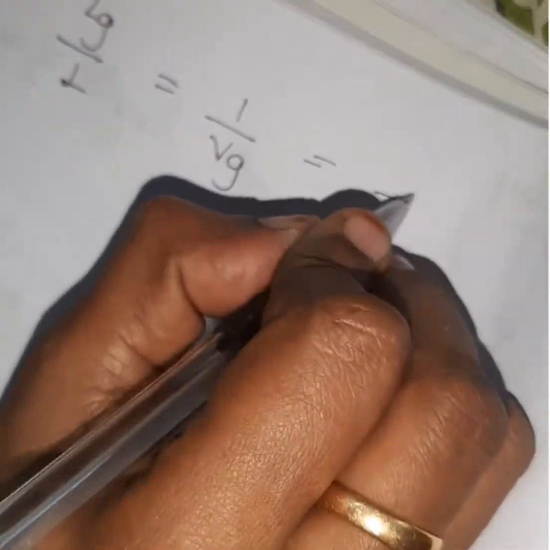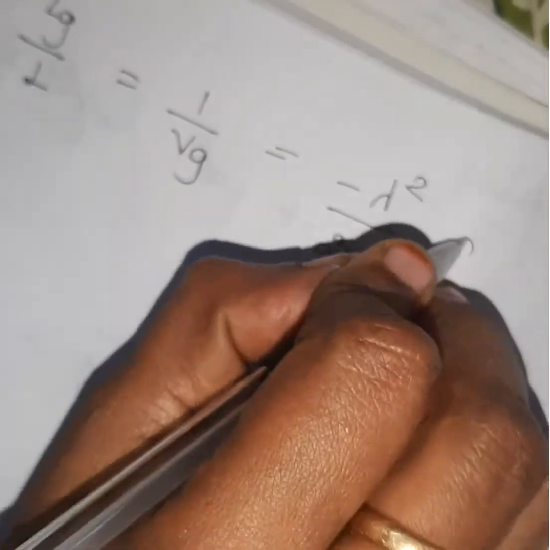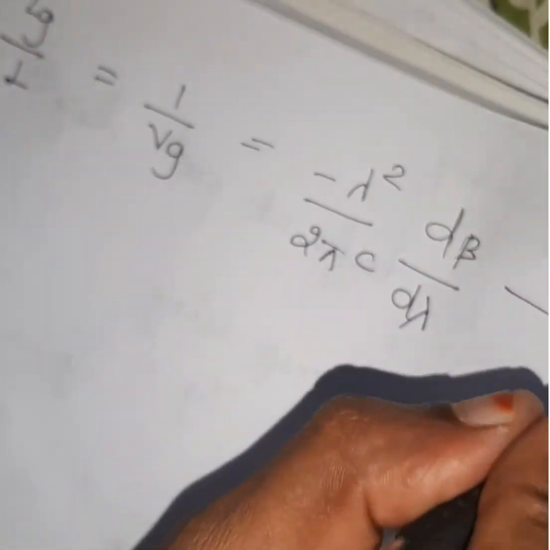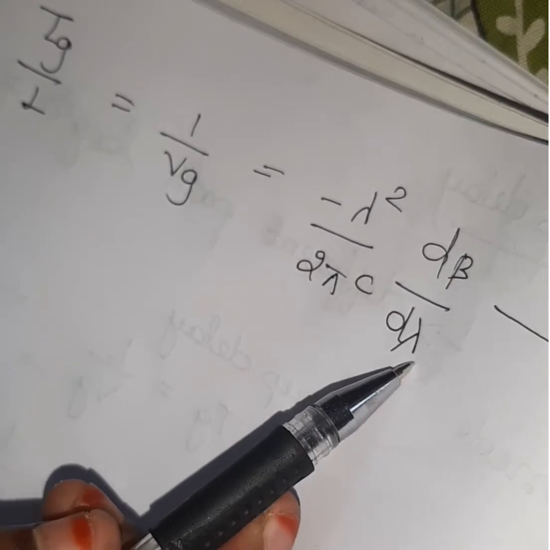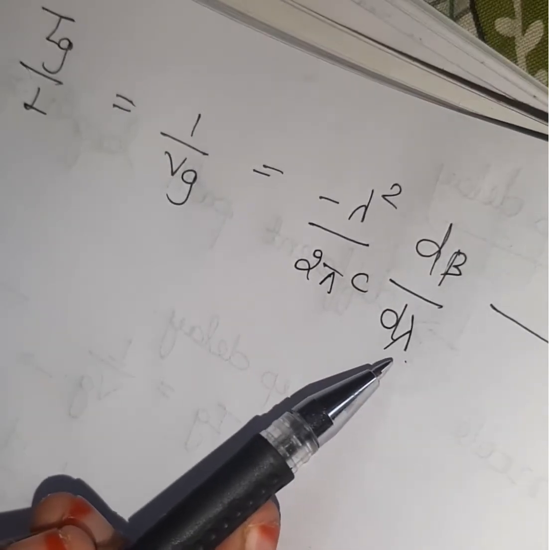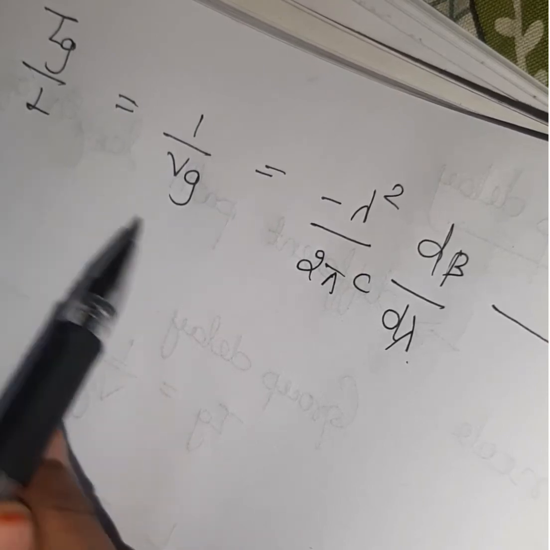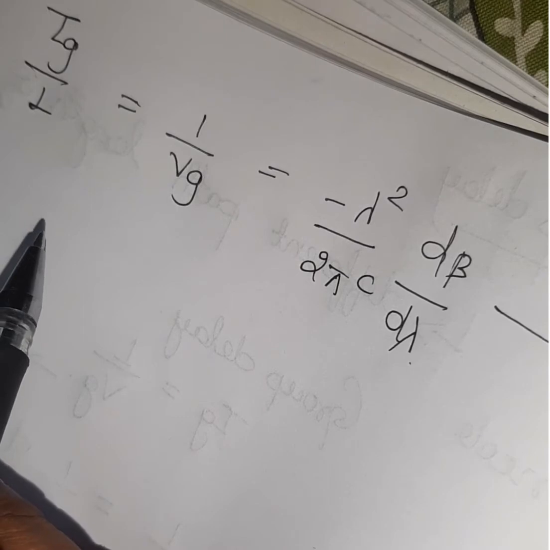1 by Vg is equal to minus lambda squared by 2 pi c d beta by d lambda. Take this as equation number 6. So here the group delay depends on the wavelength, and hence when it travels along the mode, there is a time delay and it causes the pulse broadening.